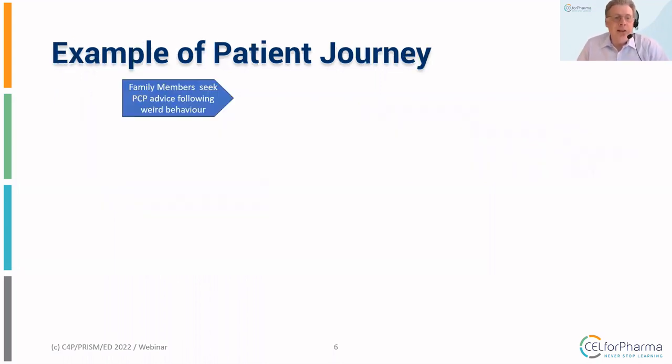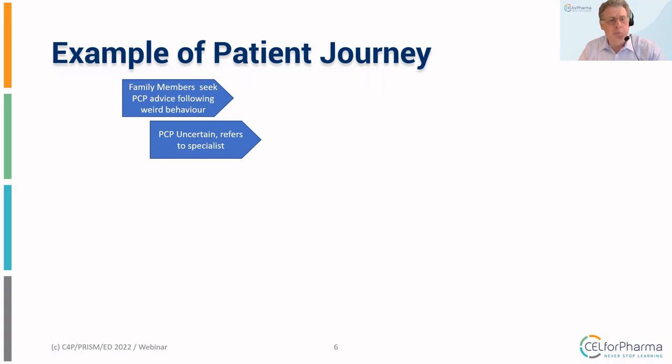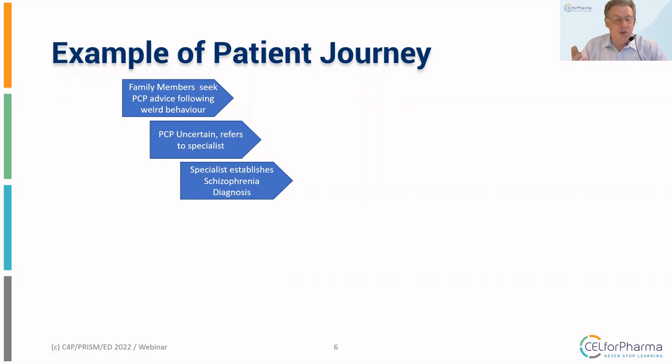If we then look at a patient journey, the typical example I always take here is, for example, family members who will seek a primary care physician's advice, or their GP's advice, following some weird behavior of one of their family members. The primary care physician will then not be completely certain of what drives this weird behavior, and might refer the patient to a specialist at a certain point.